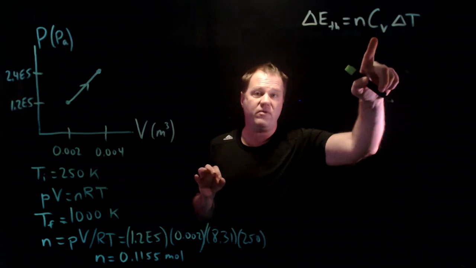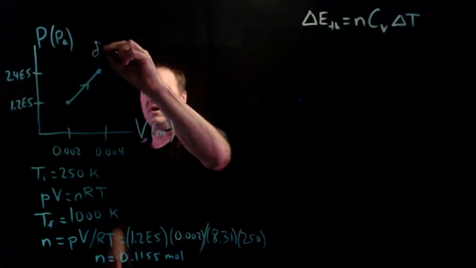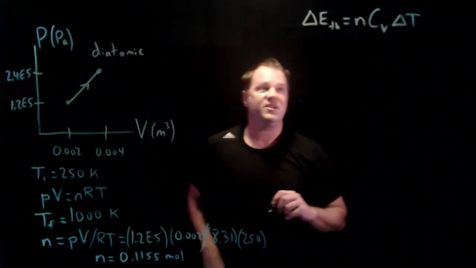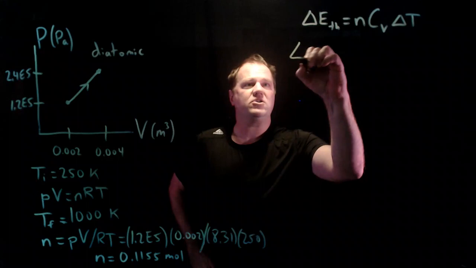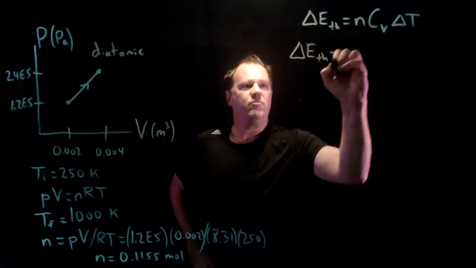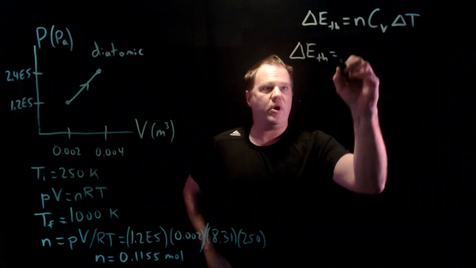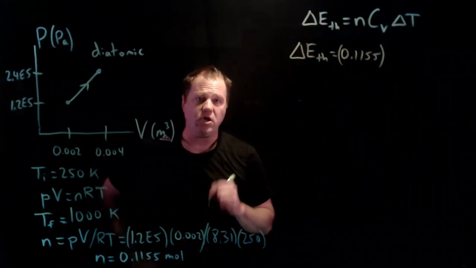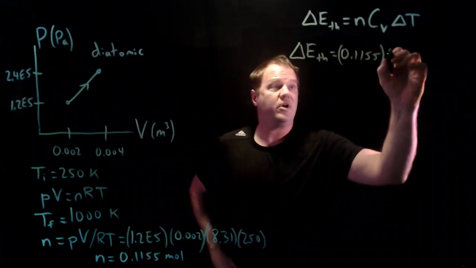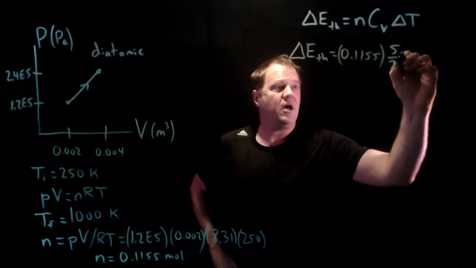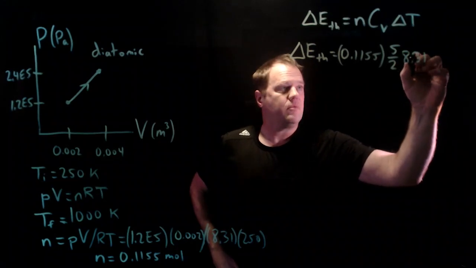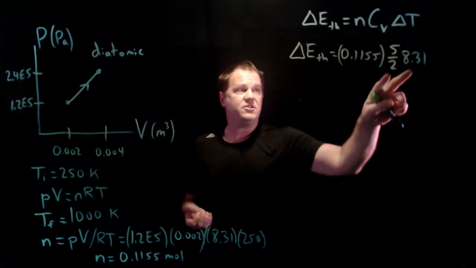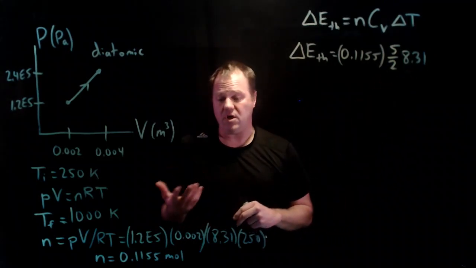So this number will vary depending on the type of gas. So let's assume that we'll use a diatomic gas. So the change in thermal energy will be number of moles, which you calculated to be 0.1155, times molar heat capacity at constant volume, which is 5/2 R for a diatomic gas. It would be 3/2 R for monatomic. And of course, if you knew the exact molecular composition, you could do even better than that. So this is just a best guess for an unknown diatomic gas.